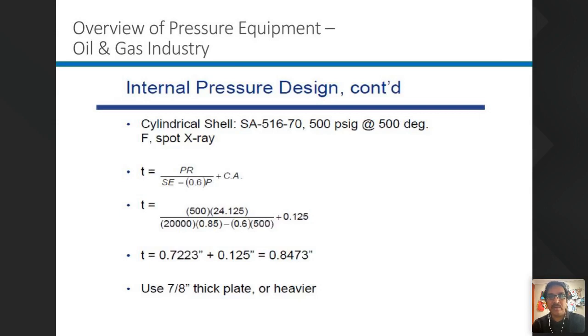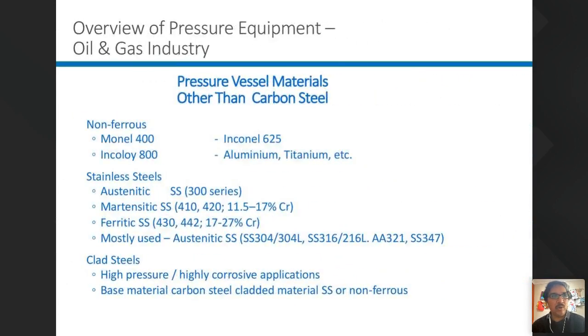Then using the formula PD by 2T extended version, I get a thickness of 0.84 inch. So I have to use anything more than that. If I use a plate of 0.85 inch thickness, then the equipment is safe. It will not explode for any reason unless there is a disastrous malfunction. So this gives an overview of how the ASME code tells us to design a pressure equipment cylindrical shell.